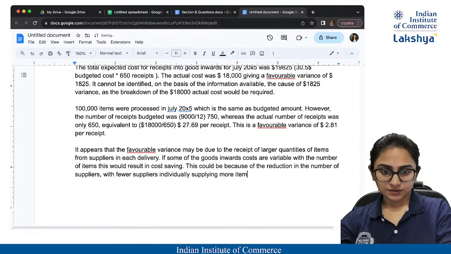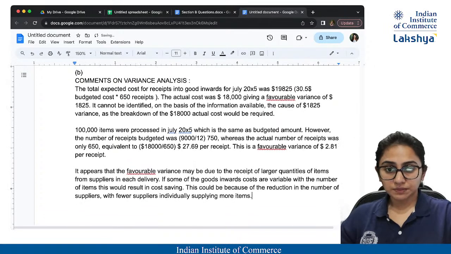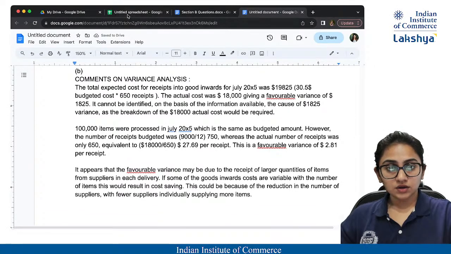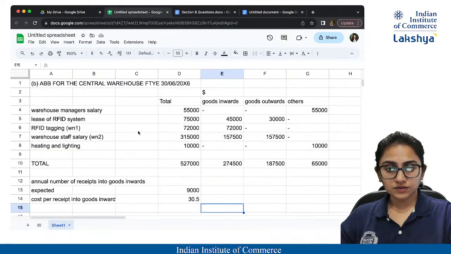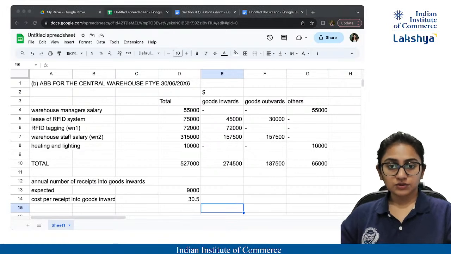more items. So this is the B part, which is partly done on Word and partly on the spreadsheet. Anybody who wants to copy it down or write it down, please do.